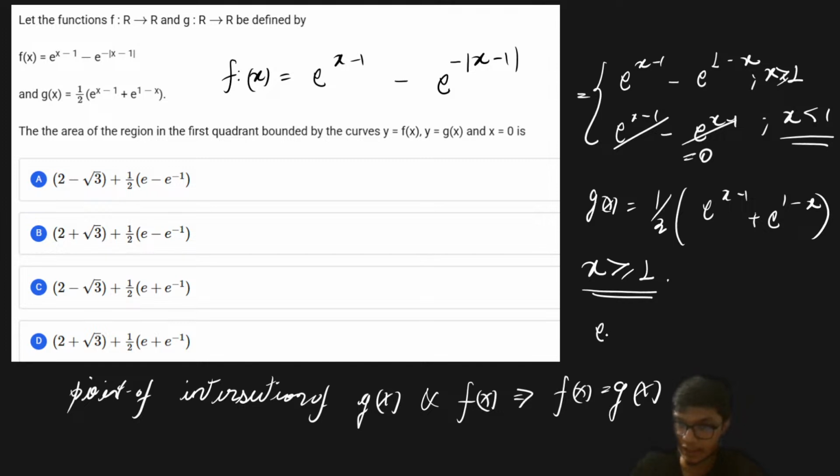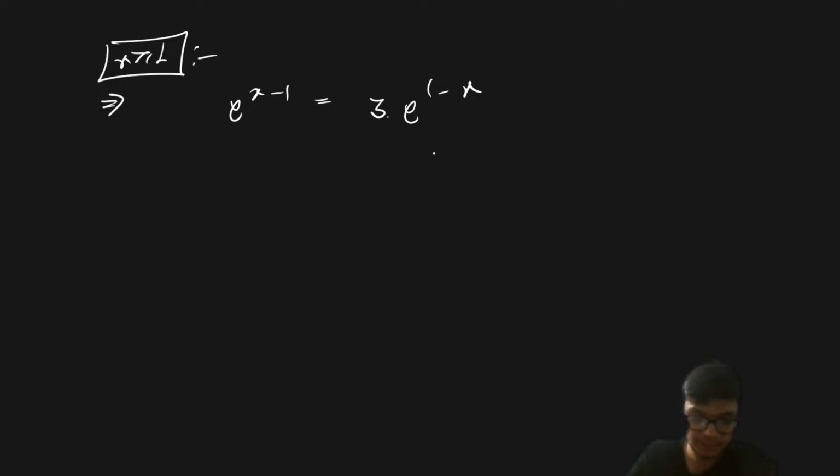So for the interval x greater than 1, e to the power x minus 1 minus e to the power 1 minus x should be equal to half times e to the power x minus 1 plus e to the power 1 minus x, right? Now if I solve for x greater than or equal to 1, I'll get e to the power x minus 1 equals 3 times e to the power 1 minus x. You can do this manipulation on your own. Again, if I manipulate, this is basically e by e to the power x, and then I take it to the left hand side, and the result is e to the power 2x equals 3 times e square.